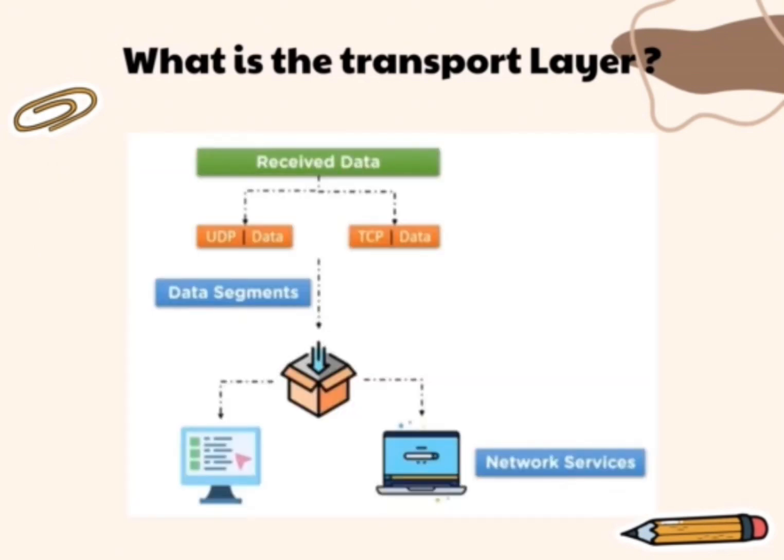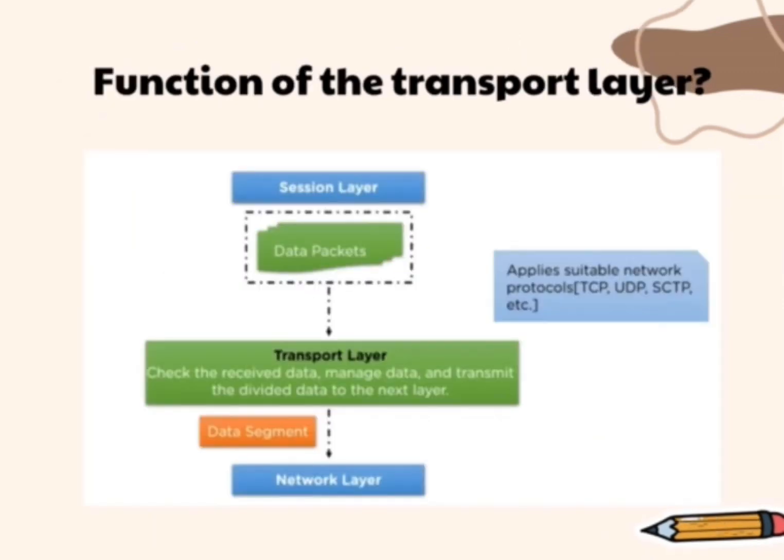What is the transport layer? UDP data, TCP data is the received data. Function of the transport layer: the session layer sends the data packet, the transport layer checks the received data, manages data, and transmits the divided data to the next layer.